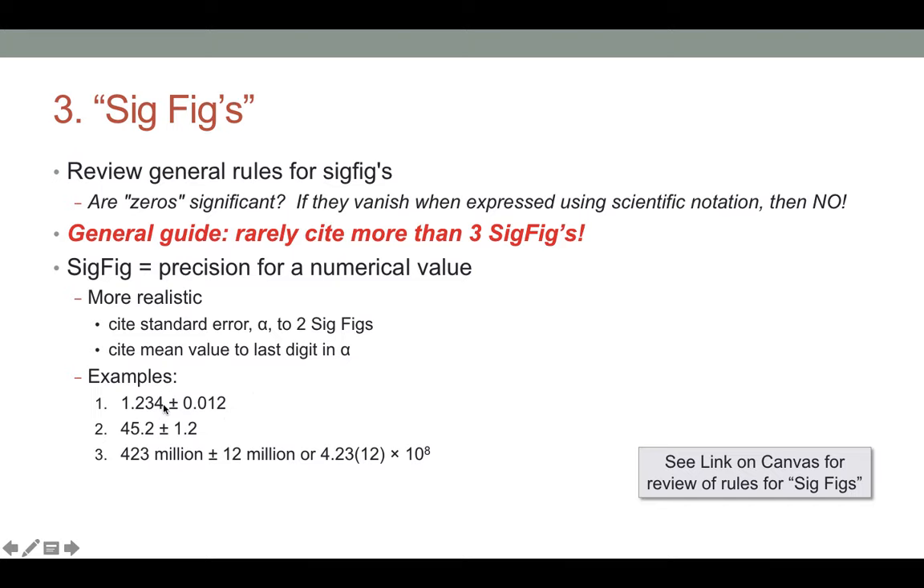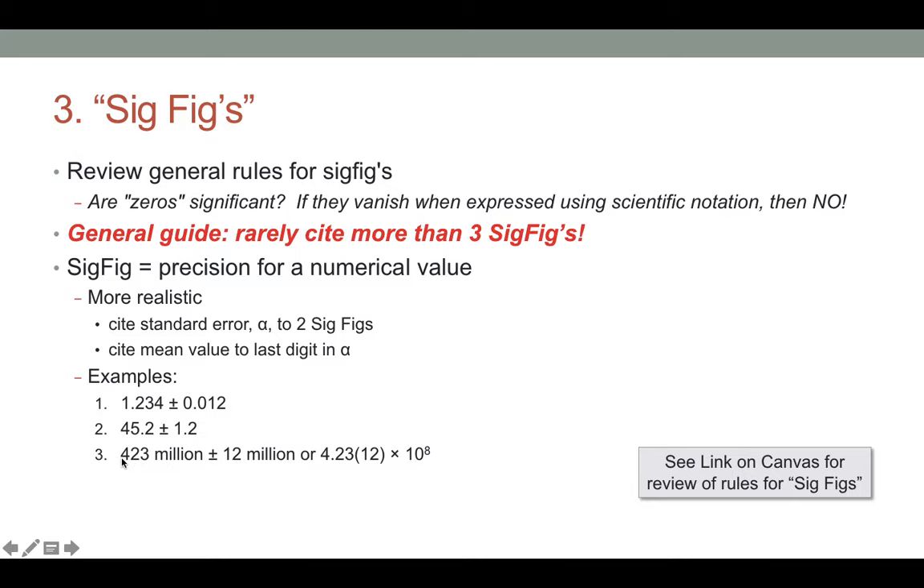So therefore, you cite 3 decimal places for the mean value. If it's 45.2 plus or minus 1.2, the first decimal place is the last significant digit in the standard error. It should be the last significant digit in the mean value.